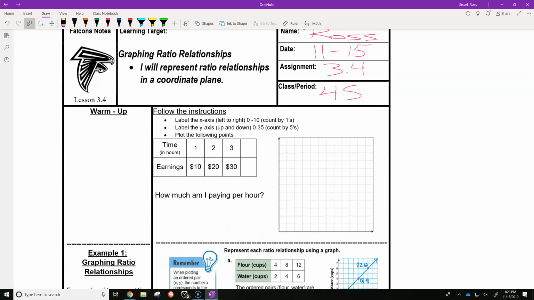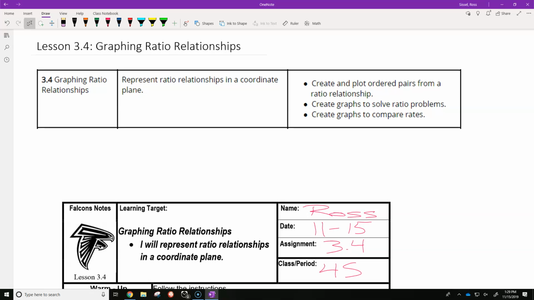Okay, today's learning goal is that I will be graphing, or I will represent ratio relationships in a coordinate plane. There's 3 things that you're going to have to do today. 1, create and plot ordered pairs from a ratio relationship. 2, create graphs and solve ratio problems. And 3, create graphs to compare rates.